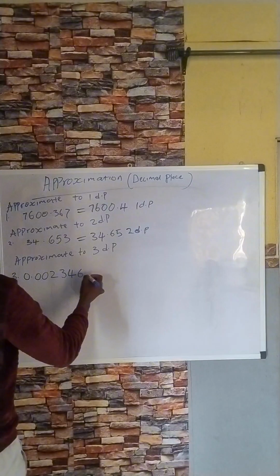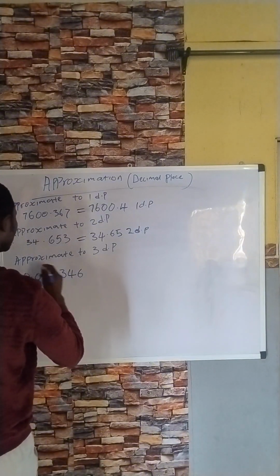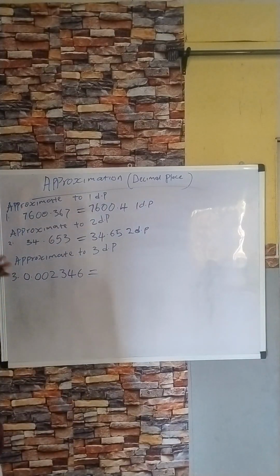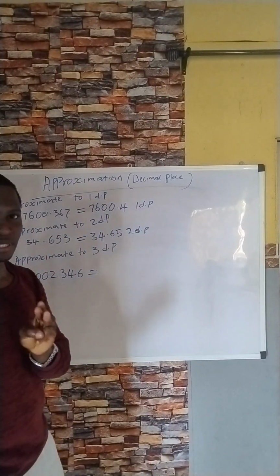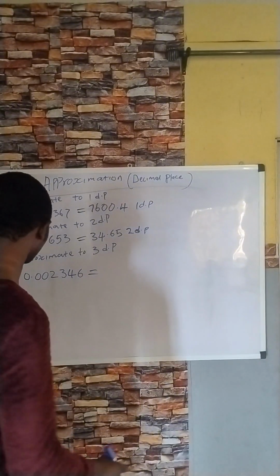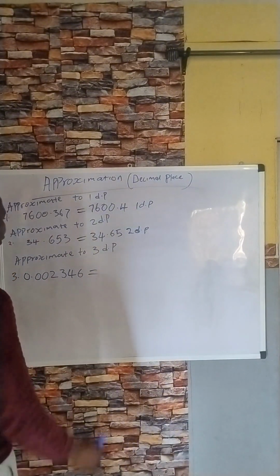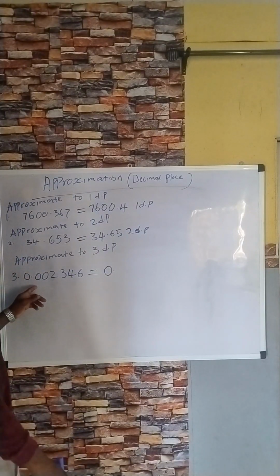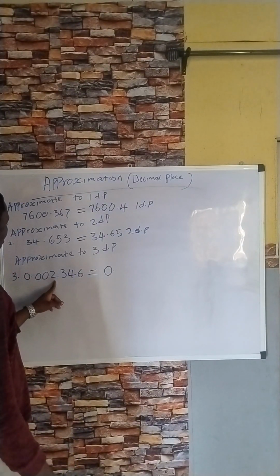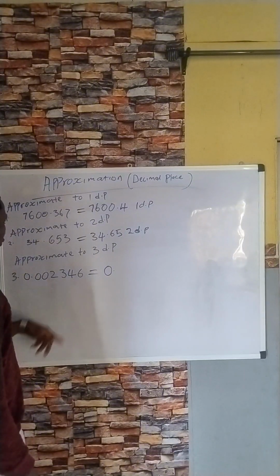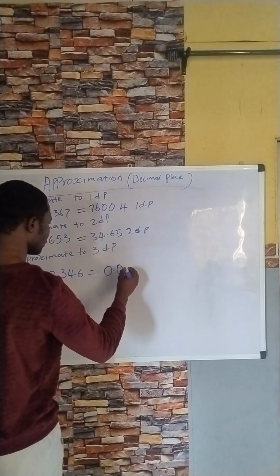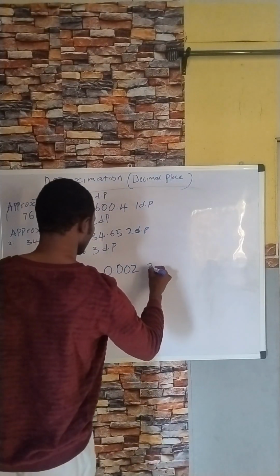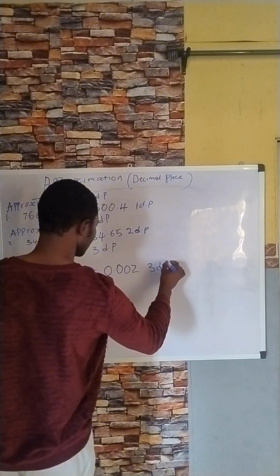Let's move on to the third one. The question is approximate to 3 decimal place. 3 decimal place, which means 3 numbers after the decimal. So what do we have here? This is 0, and this is the decimal. The 3 numbers after the decimal is 0, 0, 2. The number after 2 is not up to 5. So we write it down as 0, 0, 2. And this is the 3 decimal place.